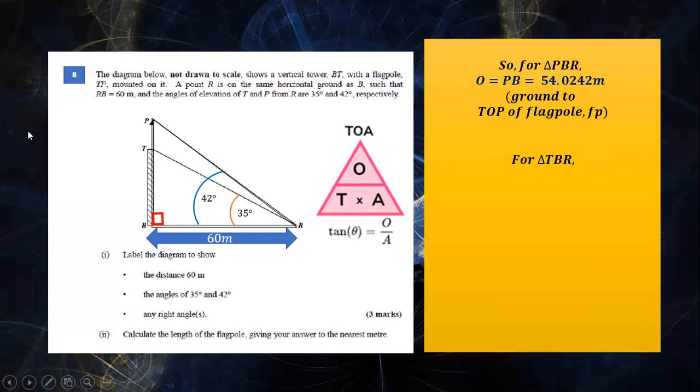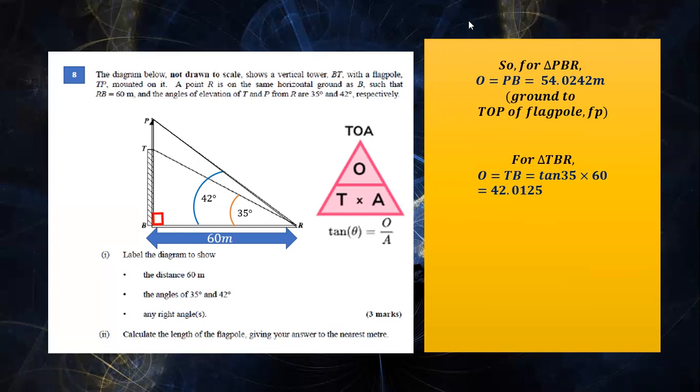Now, for triangle TBR, which is this triangle here, O is equal to TB. From here to here is O, which is TB, because we have a new O for the triangle TBR. And that's going to be equal to tan 35 multiplied by 60, which is 42.0125. So we use the same principle that we used to get this height. It's the same principle we used to get what TB is. Tan 35 multiplied by 60, which is 42.0125.